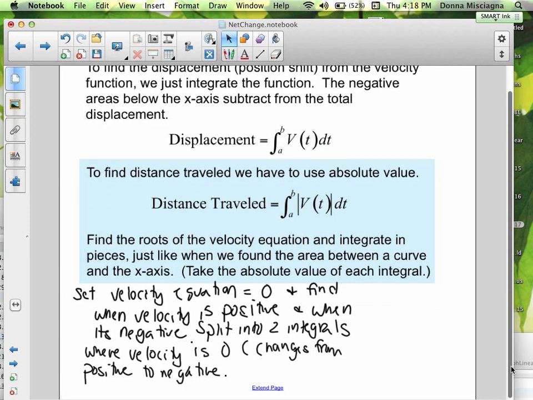All right, well, we haven't found the area between a curve and the x-axis, but we will. That's our next thing. Okay, so we're going to set the velocity equation equal to 0 and find when the velocity is positive and when it's negative, and split it into two integrals. Okay, and wherever the velocity is 0, that's where it changes from positive to negative, that's where we're going to split that. Okay, and I have an example.